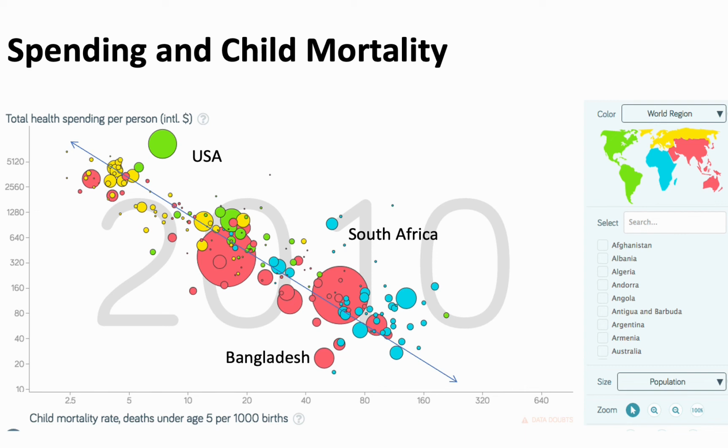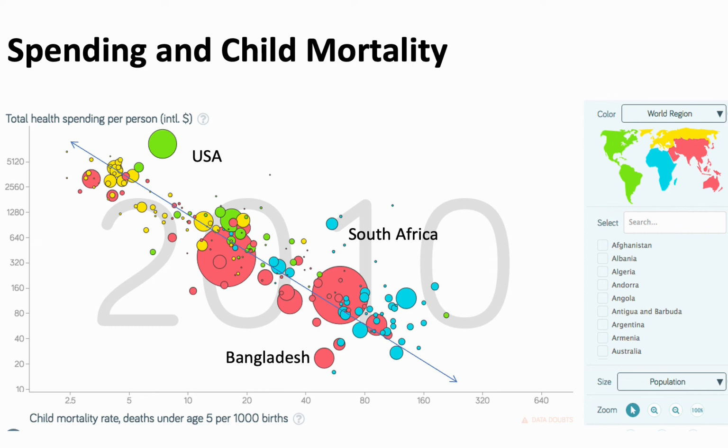Along the bottom, we have child mortality, deaths under 5 per 1,000 births. Because, of course, big countries have more deaths than small countries. So if we want to be able to look at those countries comparatively, then we need some sort of unit, and deaths per births at some fixed age, so under 5. And on the vertical axis, we've got health spending per person. We want it per person because otherwise the big countries are going to be spending more than the small countries.